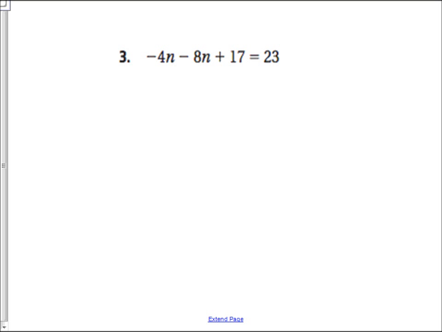All right, hopefully you weren't stumped by this one. Here's one that we have some simplifying to do before we can actually solve. So our first step is to combine like terms. We have negative 4n, take away 8 more n.